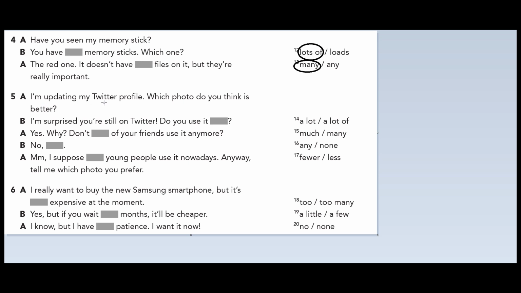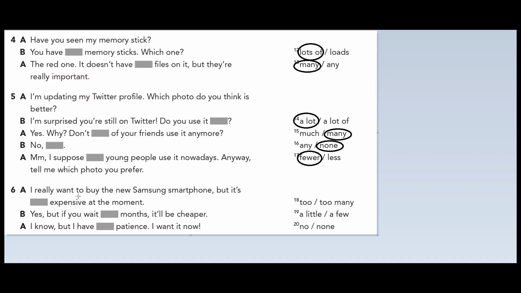5. I'm updating my Twitter profile. Which photo do you think is better? I'm surprised you're still on Twitter. Do you use it a lot? So no nouns afterwards. Just use it a lot. We use it with verbs as well. Yes, why? Don't many of your friends use it anymore? No, none. I suppose fewer young people use it nowadays. Anyway, tell me, which photo do you prefer? Again, people. Countable noun, 1 person, 2 people, 3 people, so we use fewer.